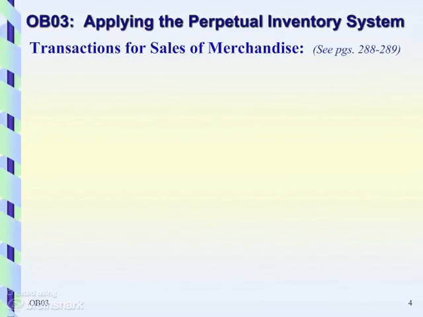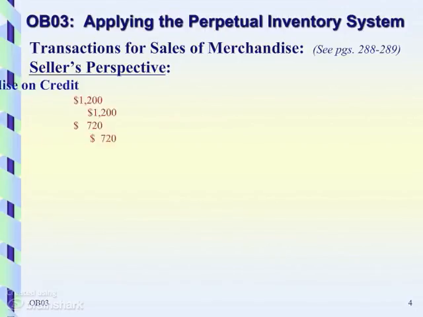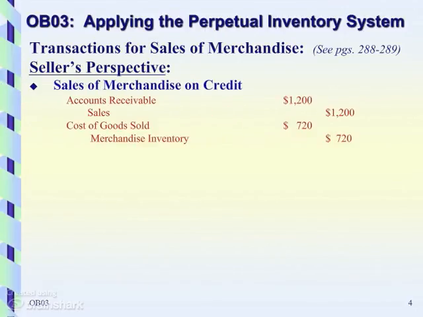Now let's look at a seller's perspective. For these transactions, you can go along with pages 288 and 289 in your textbook. From a seller's perspective, at the time of the sale, two sets of transactions are actually recorded under the perpetual inventory system. The sale is recorded as well as the cost of the merchandise being transferred from the merchandise inventory account to the cost of goods sold account.